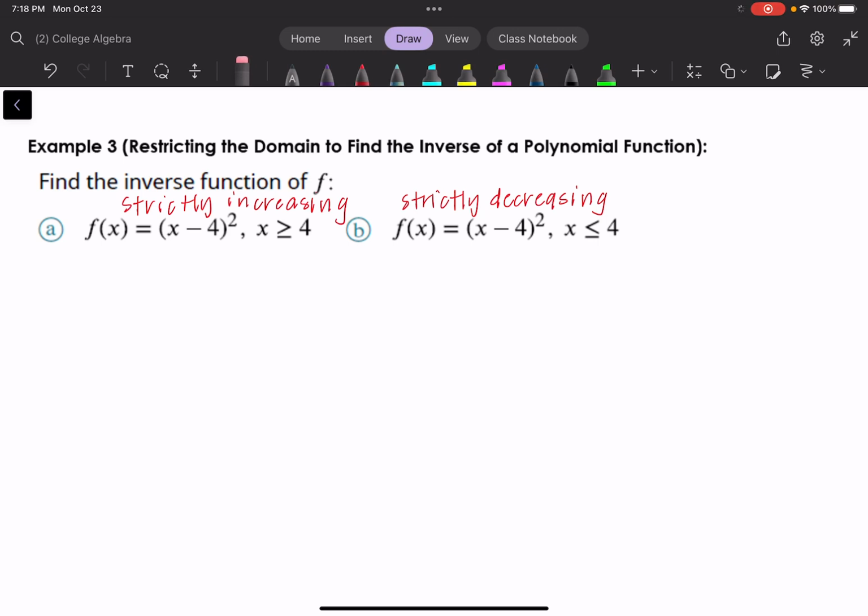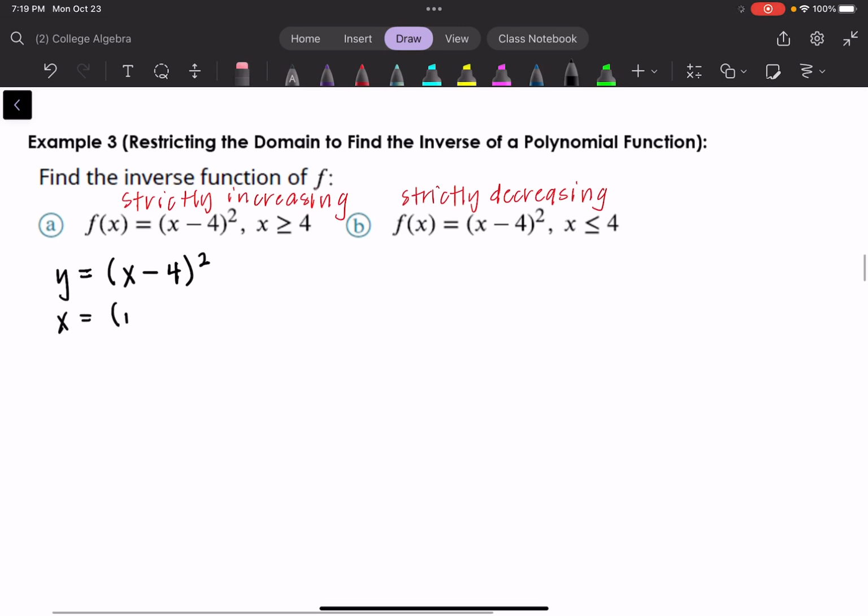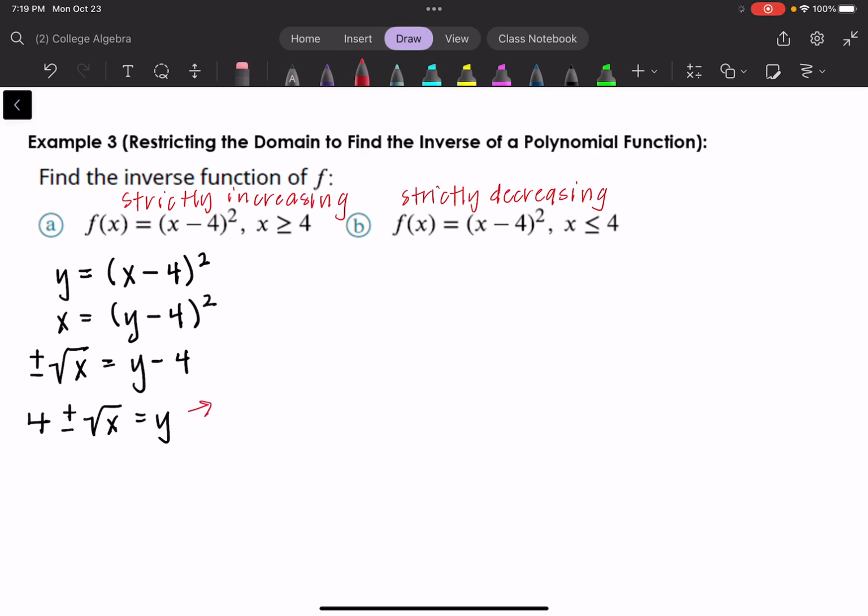So let's go ahead and find the inverse function algebraically first. This will work for both because they are the same function. So we'll start by replacing f of x with y, and we'll have x minus 4 squared. We'll ignore the domain for now. We'll swap the x and y variable, and then we'll solve for y. So this would become plus or minus the square root of x equals y minus 4. And then we would have 4 plus or minus the square root of x equals y. And this is actually going to be our inverse of f, right?